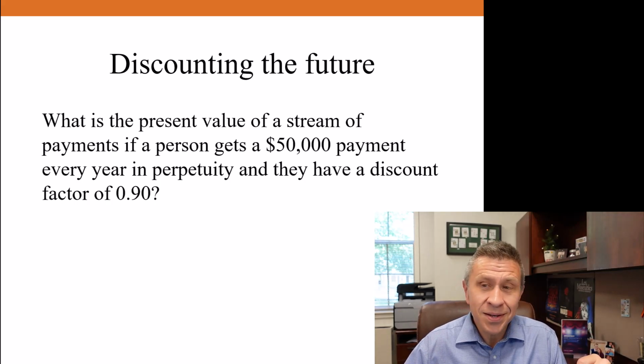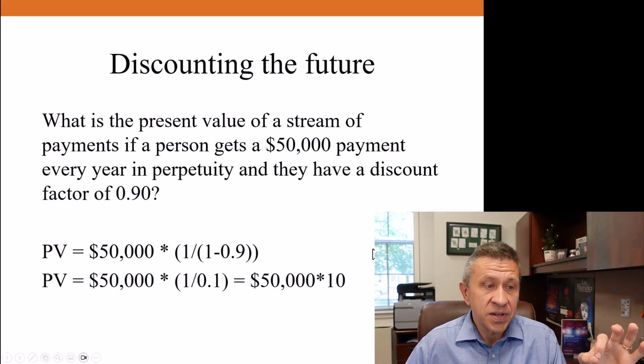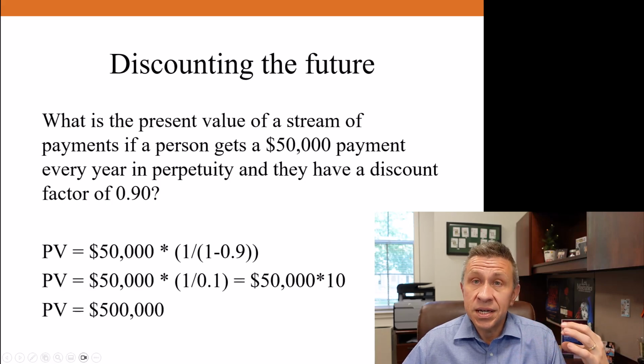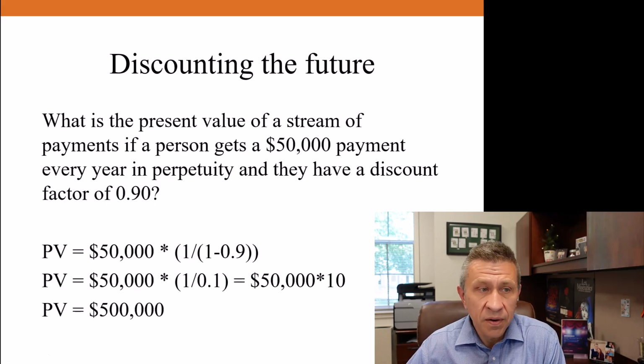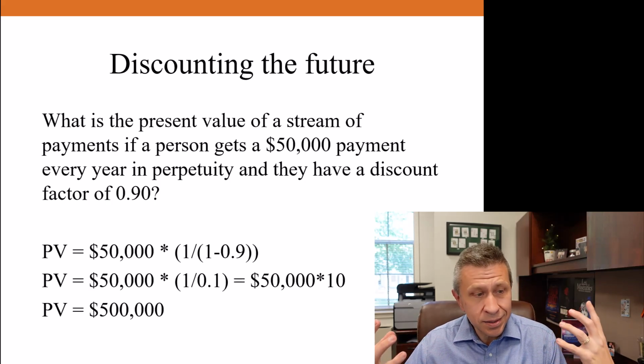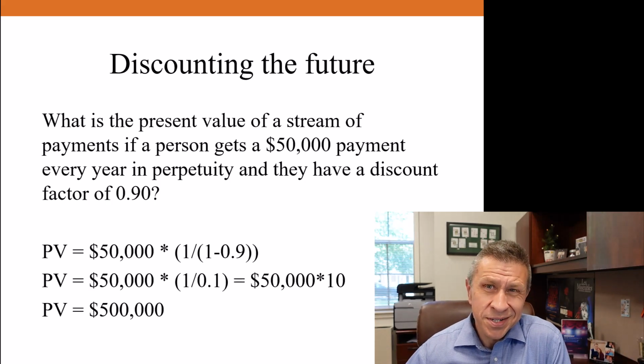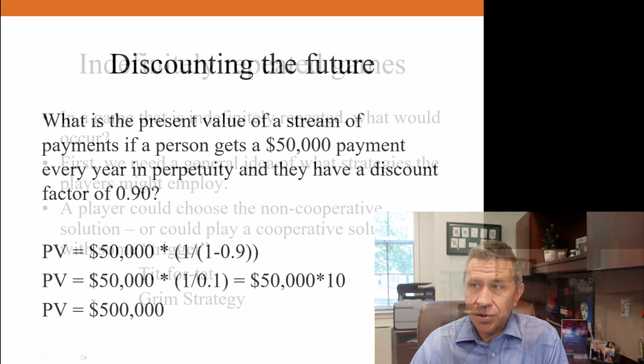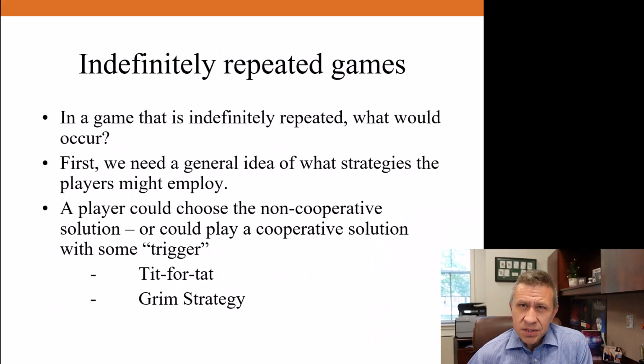And what we see is, right, we take 1 over 1 minus delta. The delta is 0.9. Multiply that by the 50,000, and we see a present value of this stream of payments is $500,000. So 1 divided by 1 minus 0.9, $500,000 present value. So as we model the games, how do we set this up?